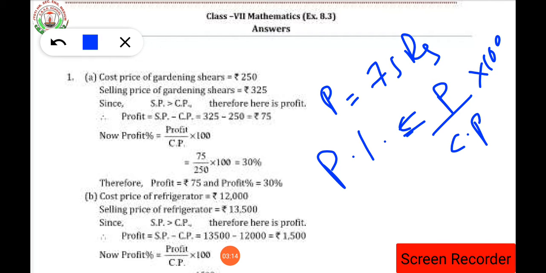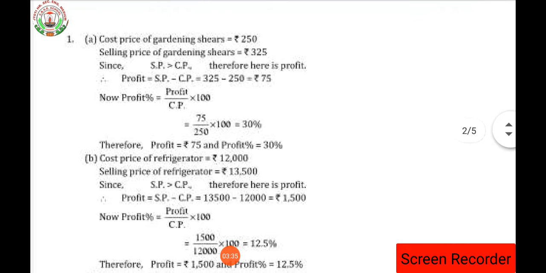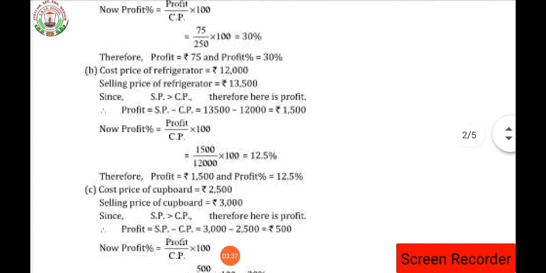Clear? So what is the profit value we have? 75. What is the cost price value we have? 250 into 100. Okay, so cancelling, this 5 and this will be 2 times. So while solving this, we will get the answer as 30%. Clear, student? So in the same way, we are going to see the B part also.